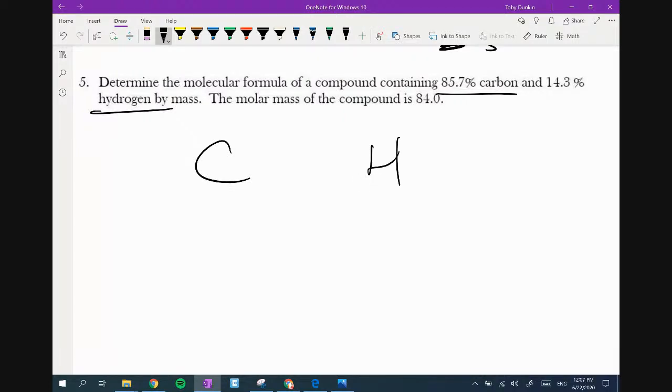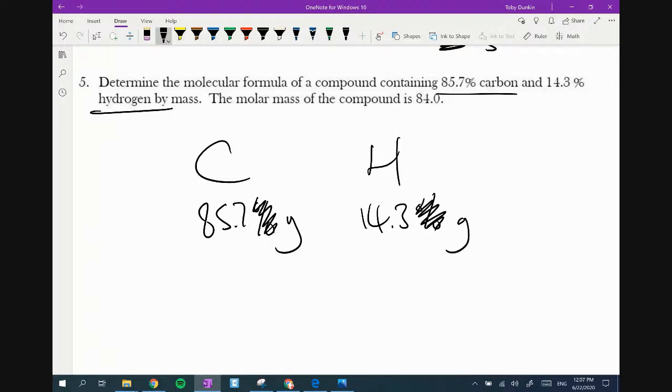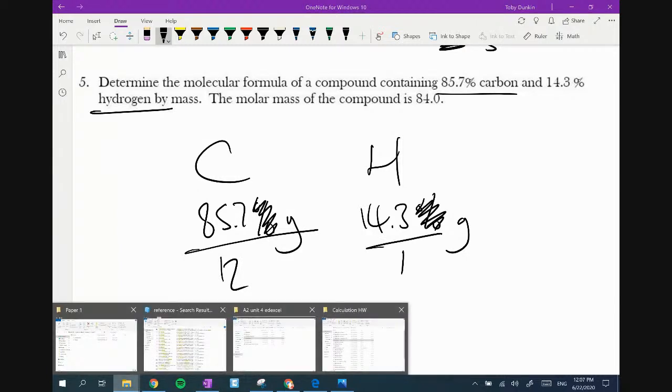Right, it has 85.7% carbon and 14.3% hydrogen. It usually says the rest is hydrogen, you just do 100 minus 85.7, it's very easy. So, switch the percent sign to mass. Yeah, this is really easy. Now get to moles. Carbon weighs 12, hydrogen weighs 1. You guys will recognize all of this from GCSE.